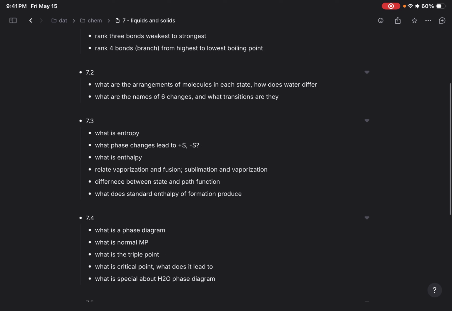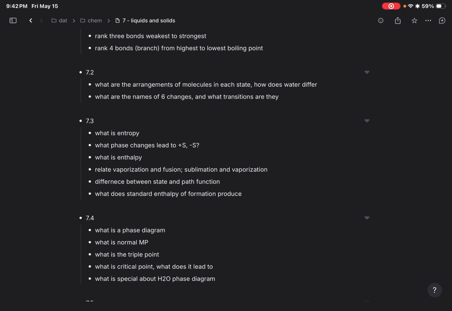What are the arrangements of molecules in each state? How does water differ? Molecules in solids are tightly compact. Liquids are less compacted, but they take up the shape of the container. And then gases are just free floating around wherever they want to go in the container. Water is different in that ice is less dense than water. Typically, the solid form of a material will be more dense, but in water it's less dense because the water molecules form a crystalline structure which is more spacious.